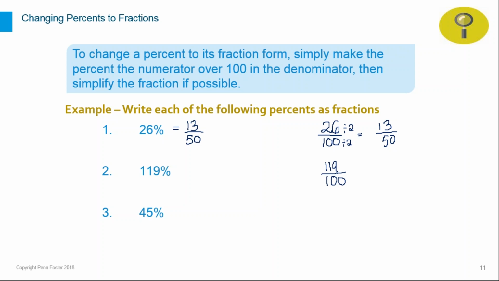Since 119 over 100 is not a proper fraction, remember we call that an improper fraction because the top number is greater than the bottom number. In that case, to simplify the fraction, we're going to represent it as a mixed number: 1 and 19 over 100.